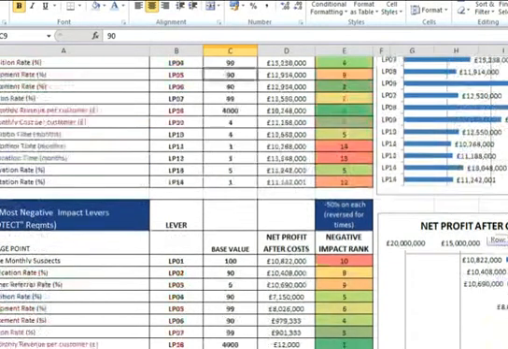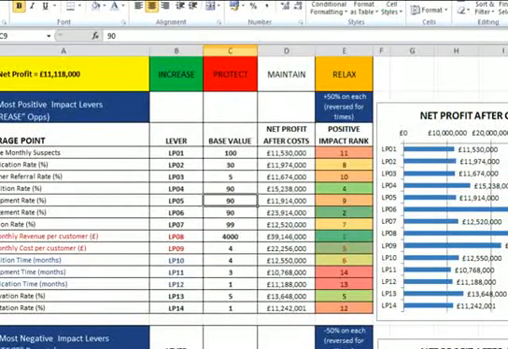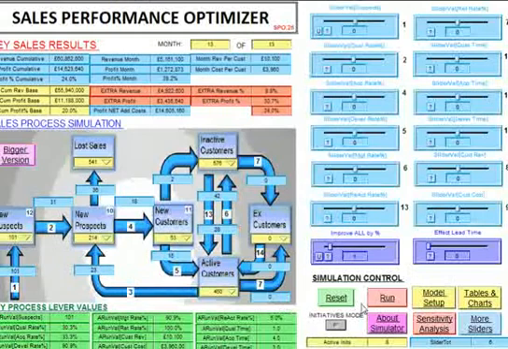So the objective of this little analysis, which is done automatically, is to classify things into 4 areas. Things to be increased, things to be protected, things to be maintained, and very importantly, things to be relaxed, which create resources for the other areas. So that's the first bit of analysis and looking at how we can improve this process. Now let's go back to the model again.